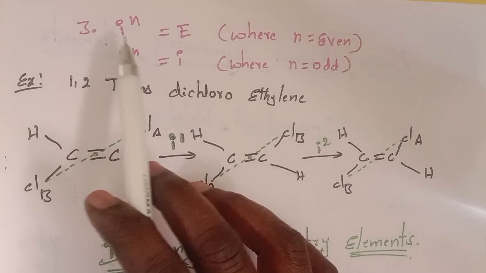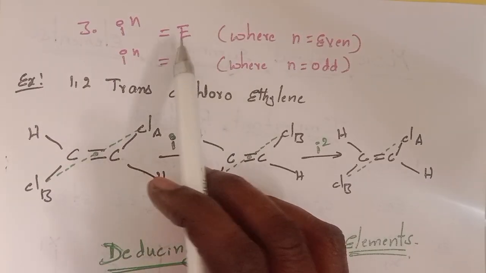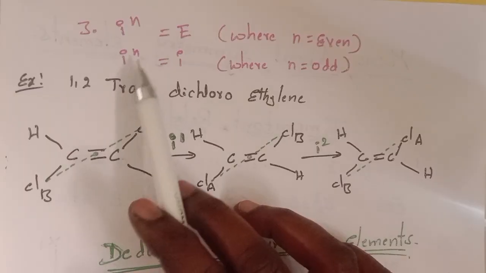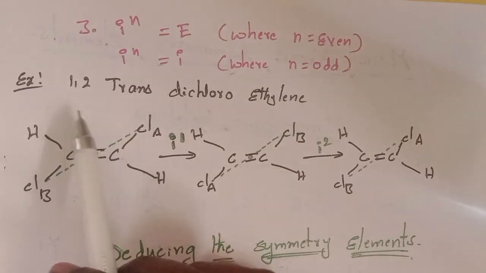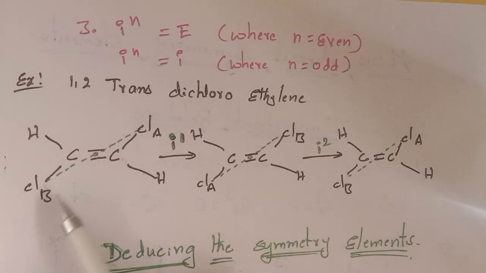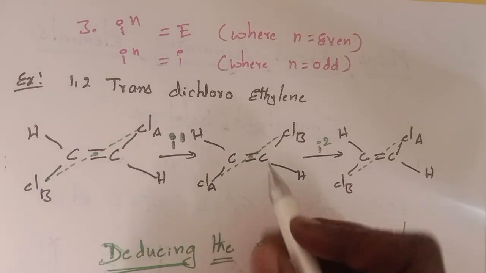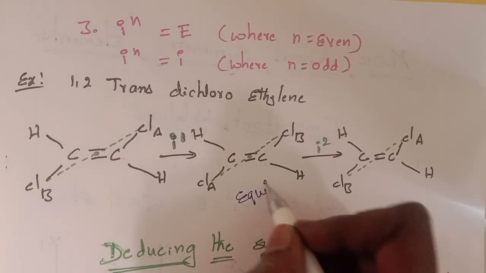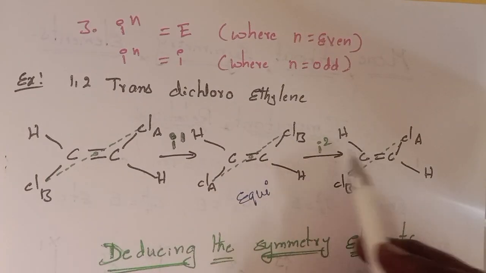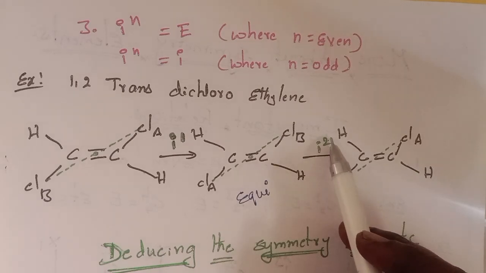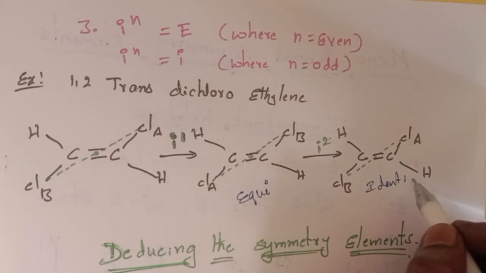The next relation is the improper axis of symmetry. I power n will give E, where n is even; I power n will give I, where n is odd. For example, if we take 1,2-trans-dichloroethylene, when we do the inversion operation, it is giving the equivalent, inverted configuration, right? Next, by doing the second operation, that is I a second time, that is n is even, it is giving the identical configuration to the original one.